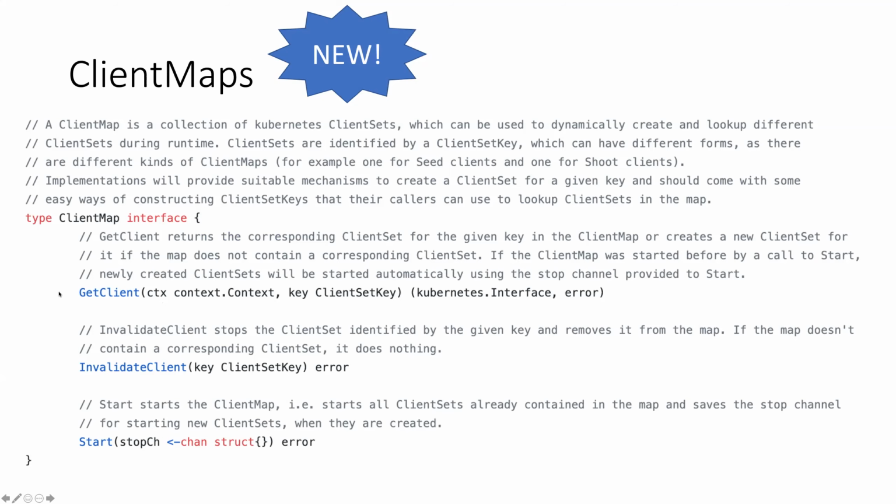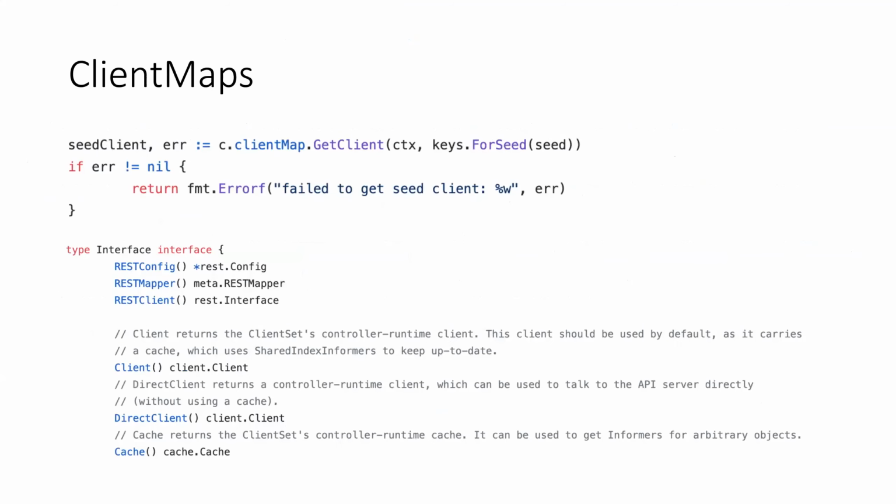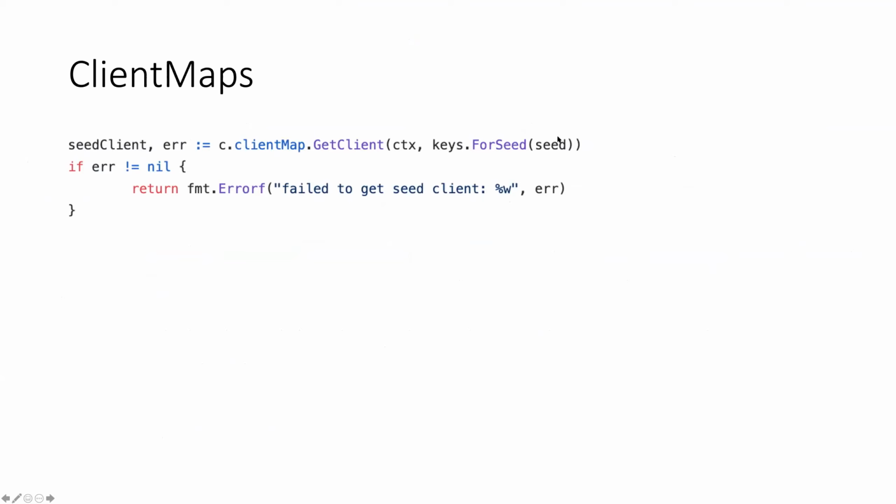You can just pass a key, for example for a seed, and you can retrieve the client set that was already created. Or if there is no client set for this key, it will create a new one and start a cache immediately.